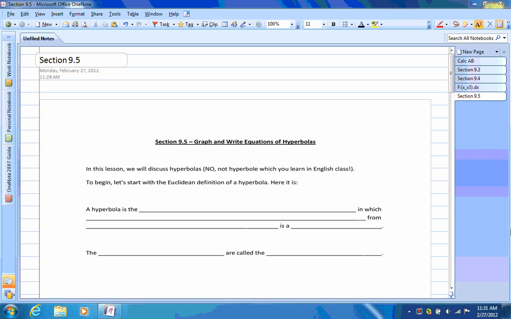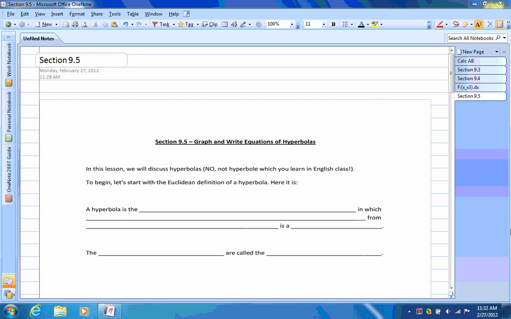So in this section we're going to talk about hyperbolas, which will be the last type of graph that we'll discuss in this chapter. And then we're going to start moving things away from 0, 0, like moving the center away from 0, 0, and also solving systems of nonlinear equations. But before we do that, we need to talk about this last type of graph. It's called hyperbolas, not hyperbole, which you guys learned in English class. That's an extreme exaggeration. No, but hyperbolas.